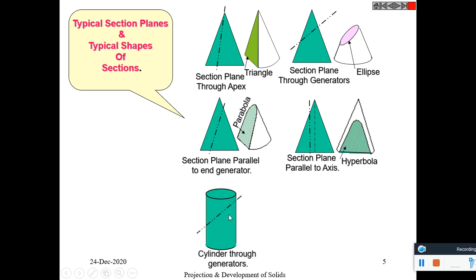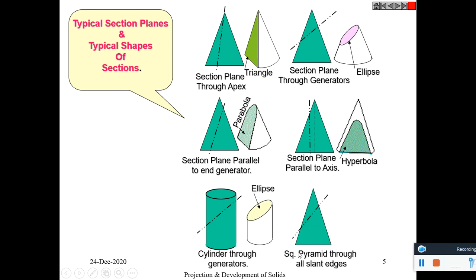When a cylinder is cut in this direction passing through all generators, we get the shape of an ellipse. When a square pyramid is cut through the slanted side, we get the shape of a trapezium.